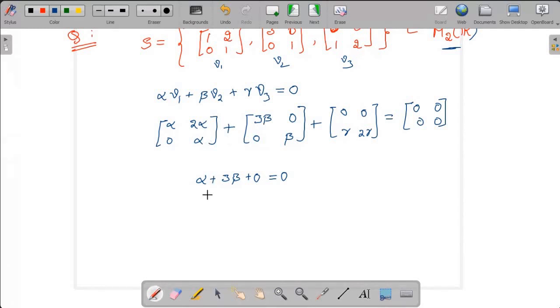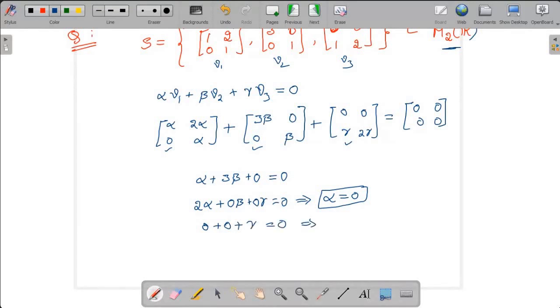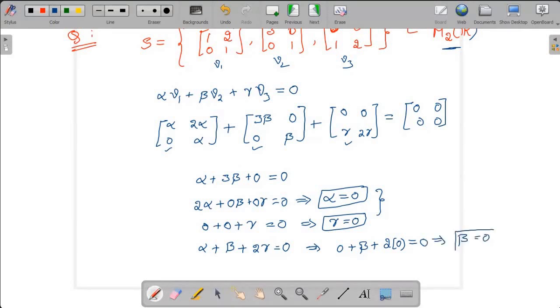So let me write the second equation, that is 2 alpha plus 0 into beta plus 0 into gamma equal to 0. Now the second equation tells us alpha must be 0. Okay, we have beta and gamma. Let me see how about beta and gamma. If you look at the third element, that is 0 plus 0 plus gamma equal to 0. Now this directly tells you that gamma must be 0. One more is there, the fourth one, that is alpha plus beta plus 2 gamma equal to 0. You already have alpha 0 and gamma 0 here, so if you substitute them here, 0 plus beta plus 2 into 0 equal to 0. So from this beta equal to 0. That's it.